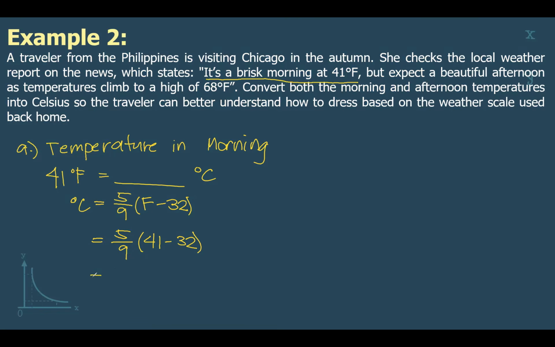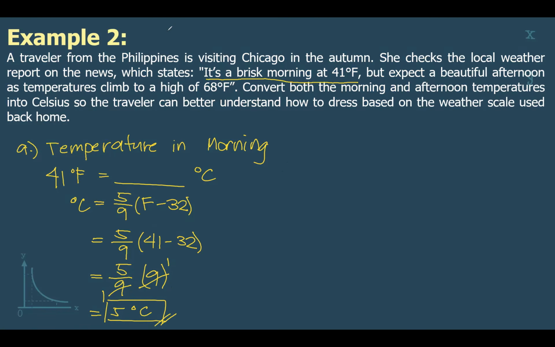Okay, PEMDAS po uli, parenthesis ang mauuna dito. 41 minus 32, this will give me 9. Okay, so 9 times 5 over 9. So 9 and 9 are both divisible by 9. So this will be equal to 1. And ito din po magiging equal to 1. 5 divided by 1, this is 5 times 1, that is 5. So meaning to say po, this is equal to 5 degrees Celsius. So in the morning, yung temperature niya po is 5 degrees Celsius.